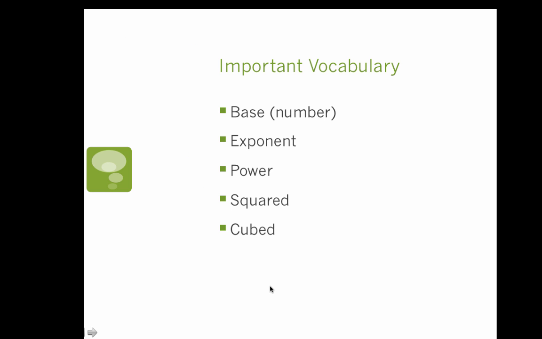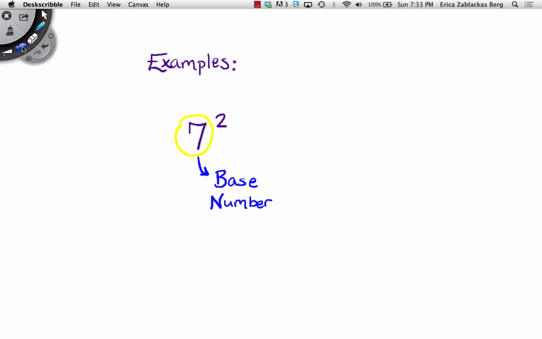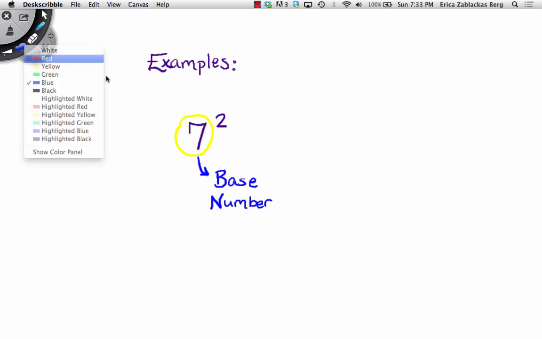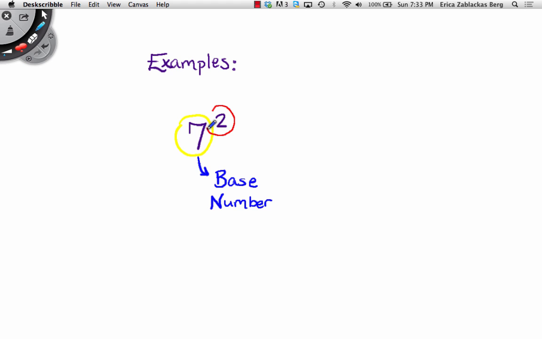The next word we're going to go over is exponent. If we go back to our example problem, we see an exponent of 2. The exponent tells us how many times we're going to use our base number, 7, as our factor.